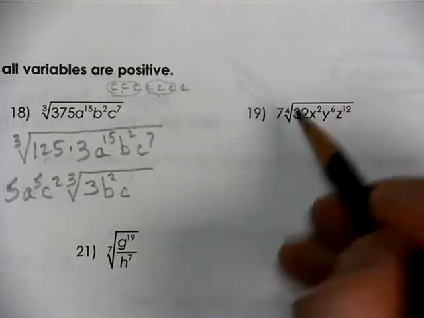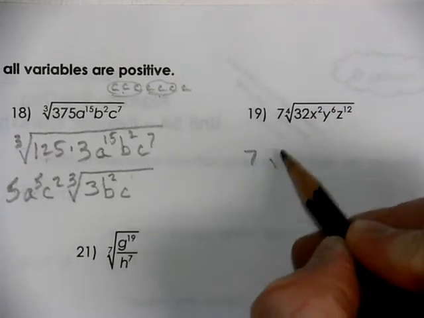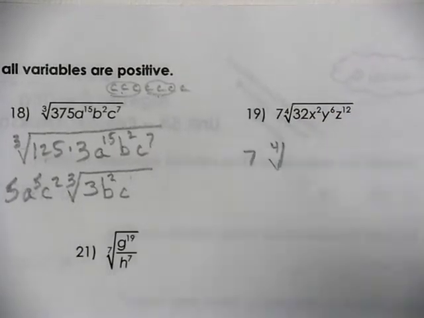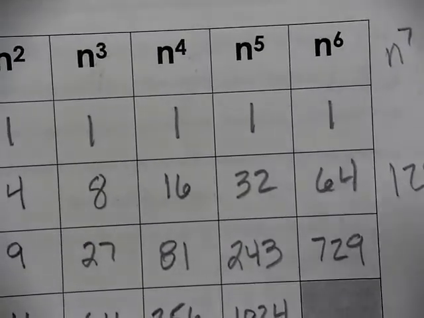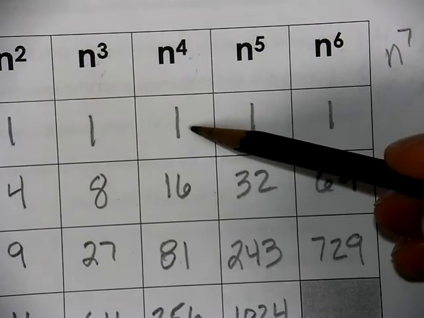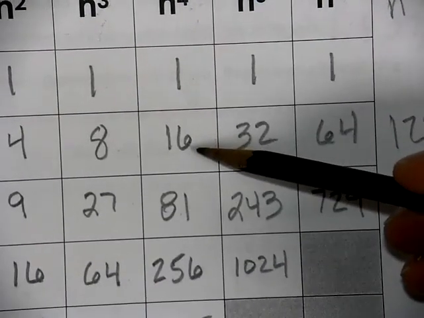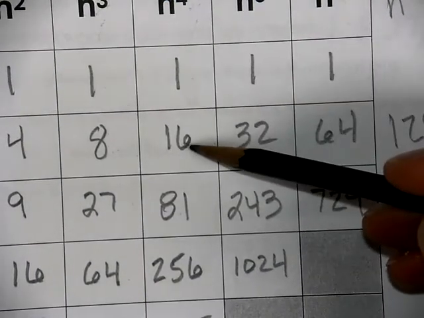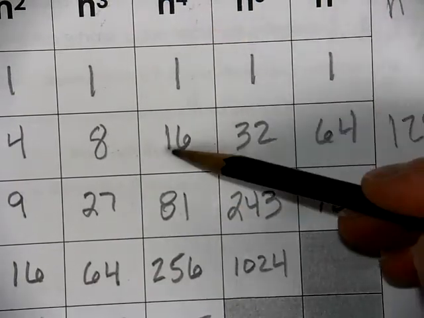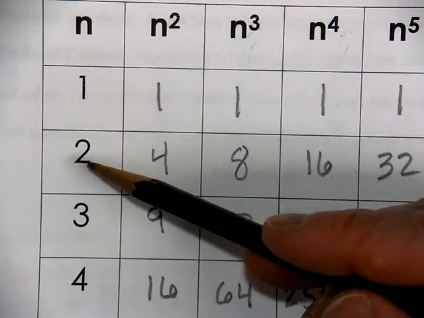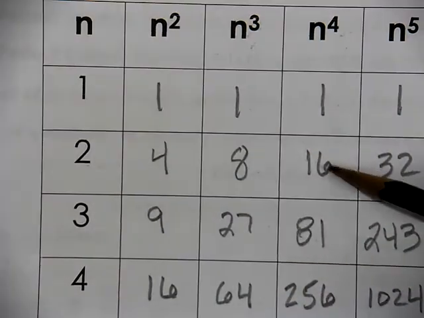This is the 4th root. So we're looking for 4 of a kind. So what number works with 4 of a kind? 16. Does 16 go into 32? 81 clearly doesn't. So for 4 of a kind, 2 times 2 times 2 times 2 makes 16.